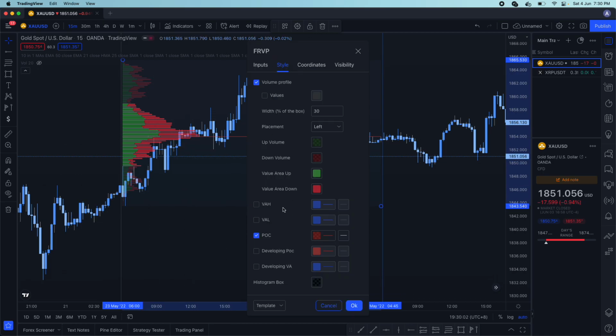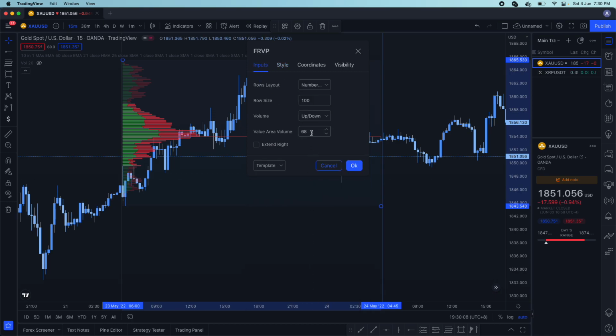Options are simple. I have unchecked the value area high and low. Only POC. In inputs, I have changed the row size. It doesn't matter, you can change it to 500, 100, it doesn't matter. But I see 100 looks good enough. Actually, all this doesn't matter. You can just make it 100. It's fine as well, because I will tell you what we are going to look for.